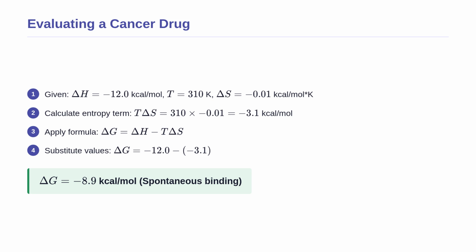First, we multiply temperature by entropy to get negative 3.1. We subtract this from the enthalpy, giving us a final Gibbs free energy of negative 8.9 kilocalories per mole. Because this is negative, the drug will bind spontaneously.